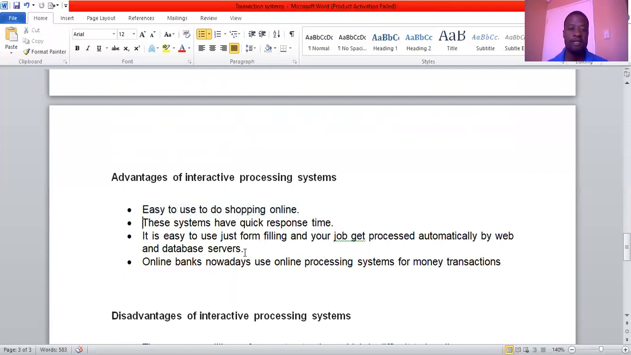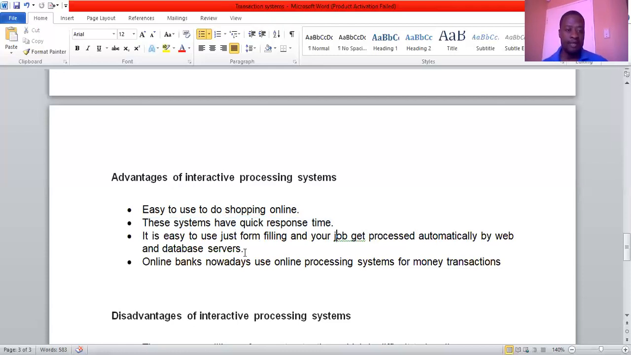It also has a quick response. With the interactive processing system, there is a quick response time. What does that mean? It's very straightforward: you don't have to wait a couple of days for your request to be processed. It's so quick, it happens in a blink of an eye.